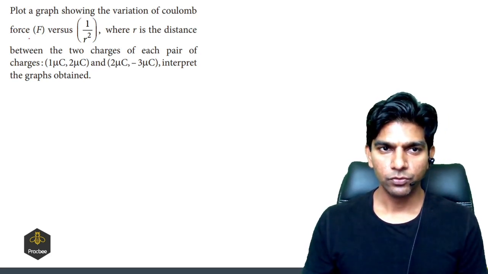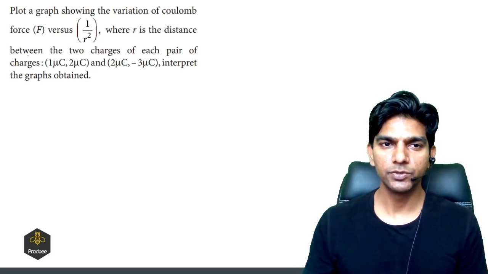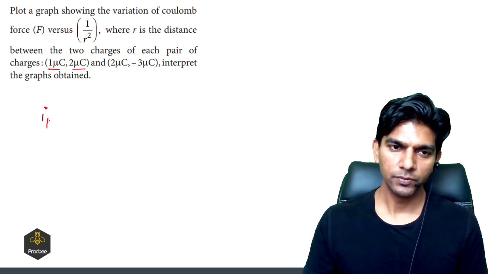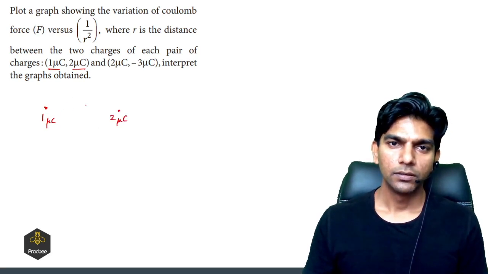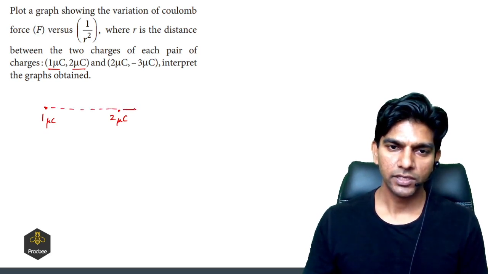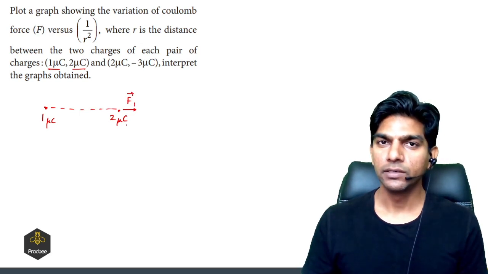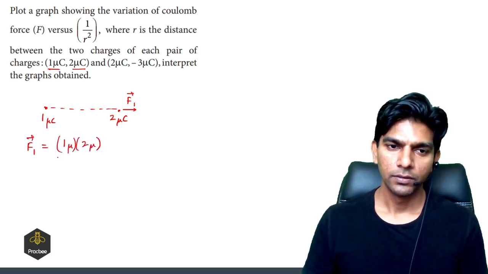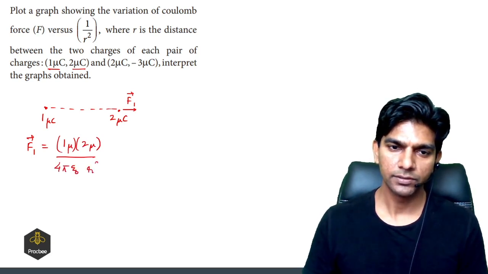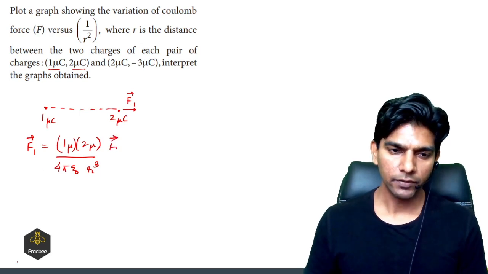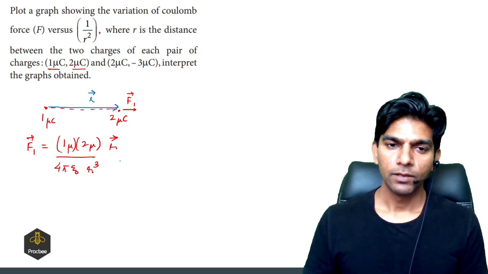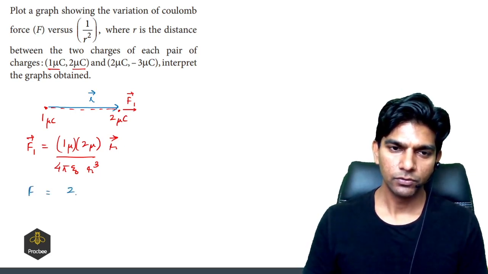Plot a graph showing the variation of Coulomb force F versus 1 by R square, where R is the distance between the two charges of each pair of charges. So let us say we have 1 microcoulomb and 2 microcoulomb. If I show the force on charge 2 microcoulomb due to charge 1 microcoulomb, I can say F1 will be Q1 Q2 divided by 4 pi epsilon naught times R cube times R vector, where R vector is the position vector of 2 microcoulomb with respect to 1 microcoulomb. Is it clear? Or I can also write it as F will be 2 micro square divided by 4 pi epsilon naught R square.